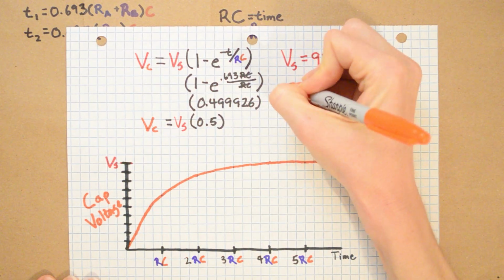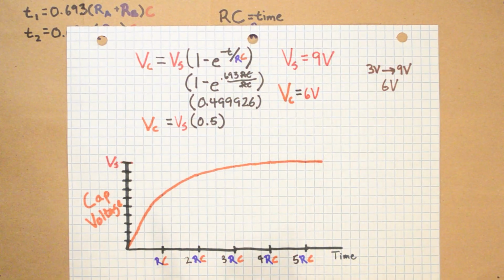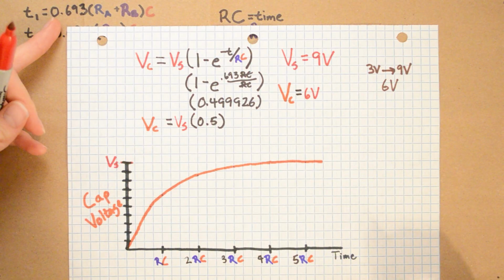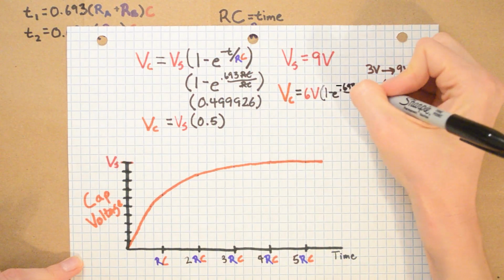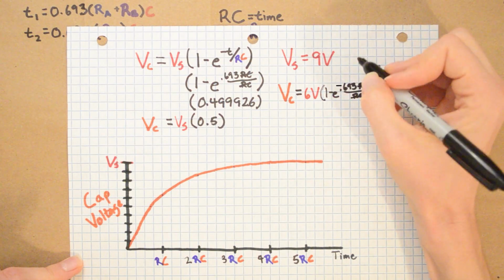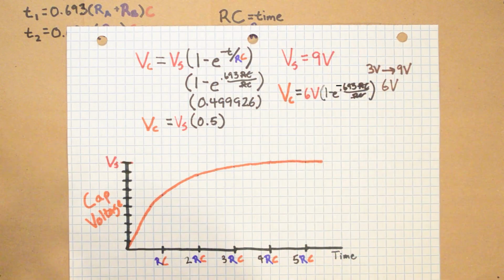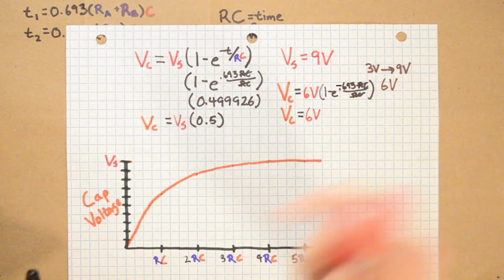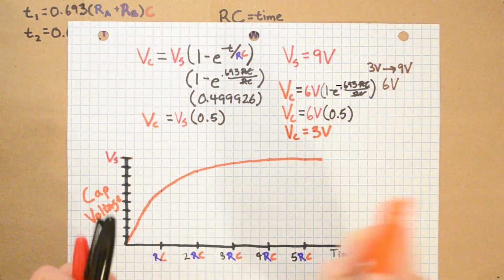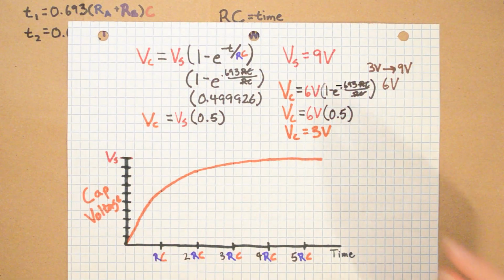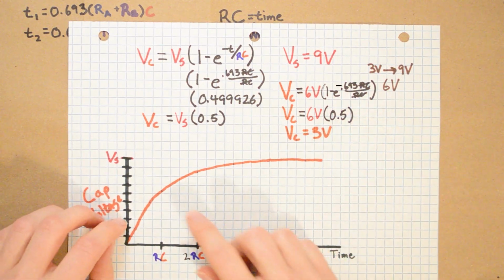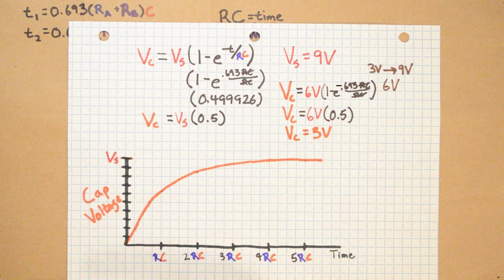This time VC equals 6 volts, and we're going to use the fractional time value from the data sheet, 0.693. Again, the two RCs cancel out. This is the exponent of e, and we've worked this out before. It's 1/2. So VC equals 6 volts times 1/2, so VC equals 3 volts. What does that mean? It means that in 0.693 RC seconds, the capacitor is going to charge 3 volts. So it starts at 3 volts.